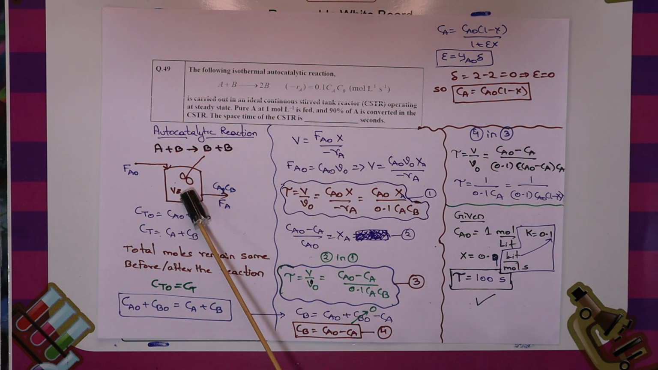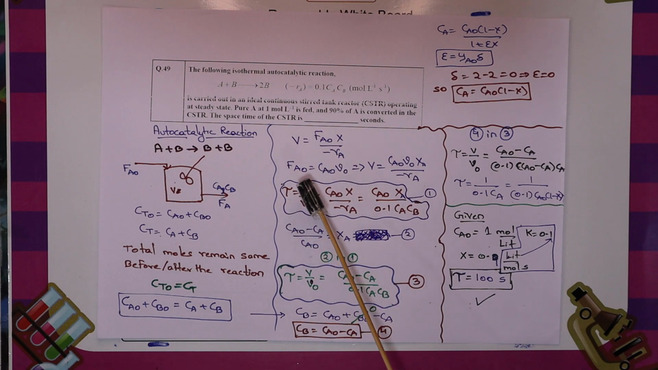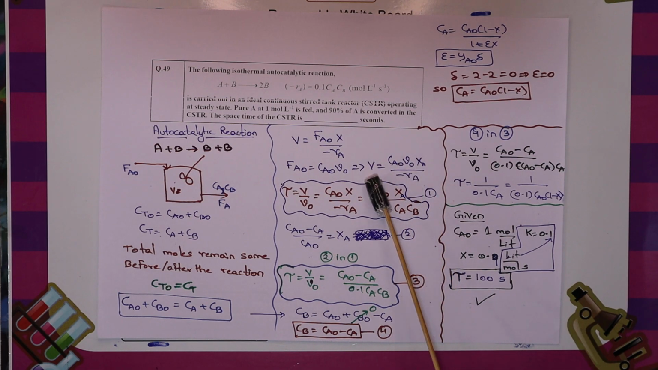The volume of the reactor in a CSTR is Fa0 into x by minus Ra, which is the design equation of a CSTR. Fa0 equals Ca0 into nu0, where Fa0 is the molar flow rate, Ca0 is the concentration, and nu0 is the volumetric flow rate. So V equals Ca0 into nu0 into Xa by minus Ra. Therefore, tau is nothing but volume by volumetric flow rate, which is Ca0 into x by minus Ra. Minus Ra is already provided, which is 0.1 times Ca into Cb.